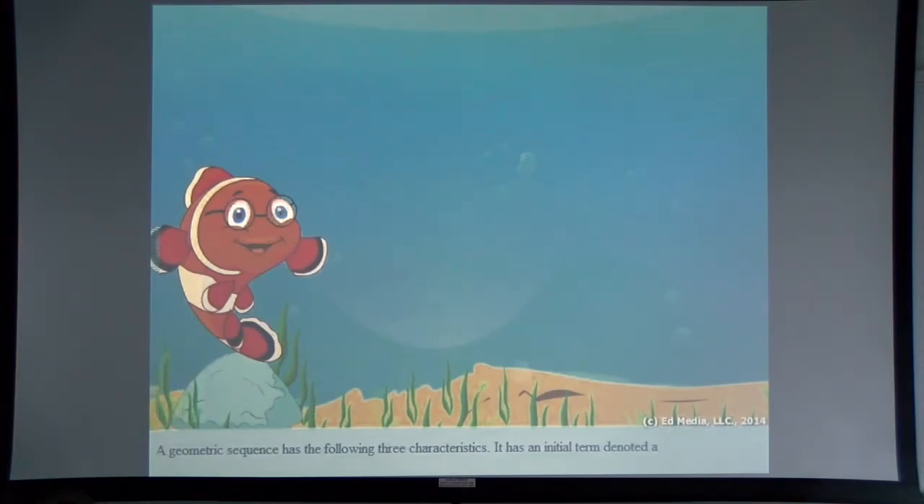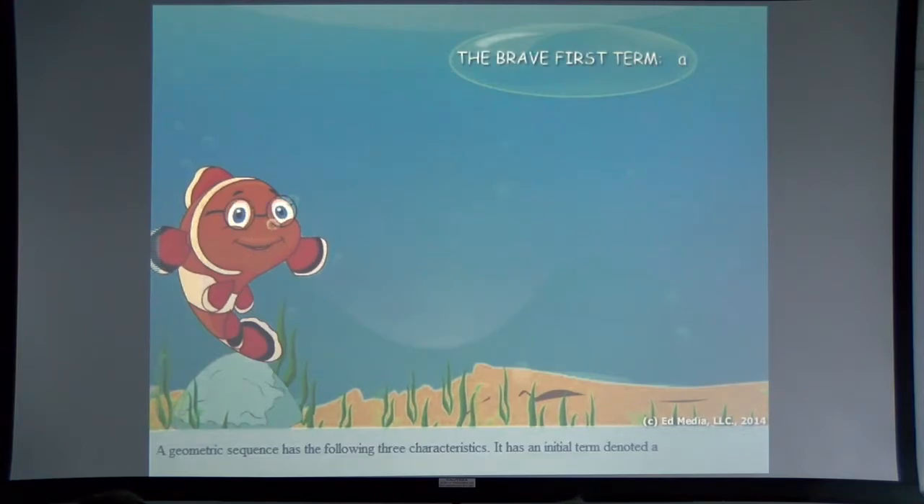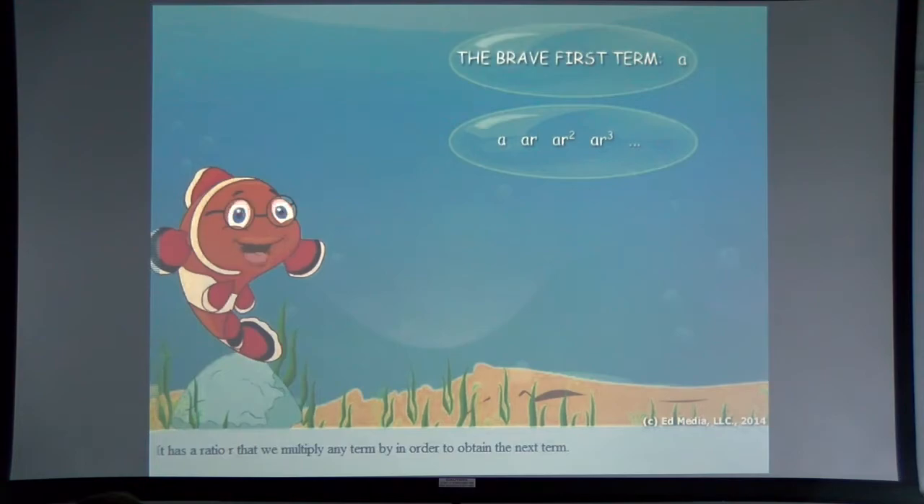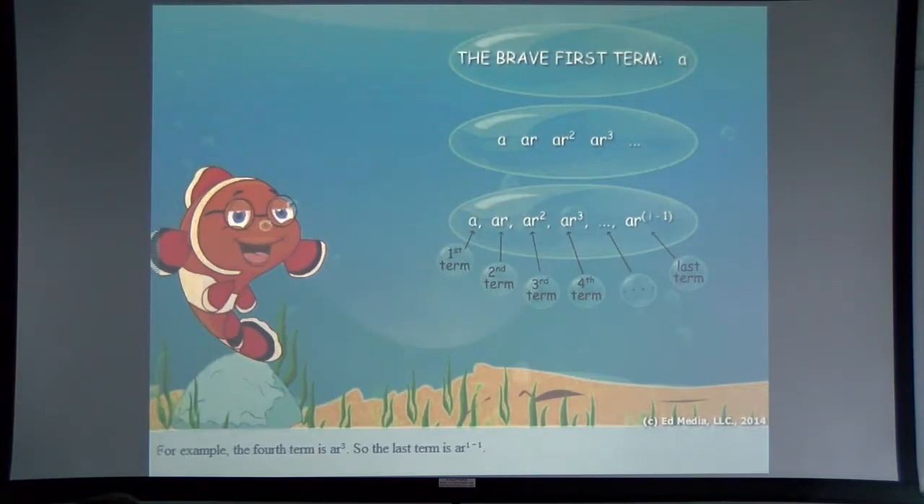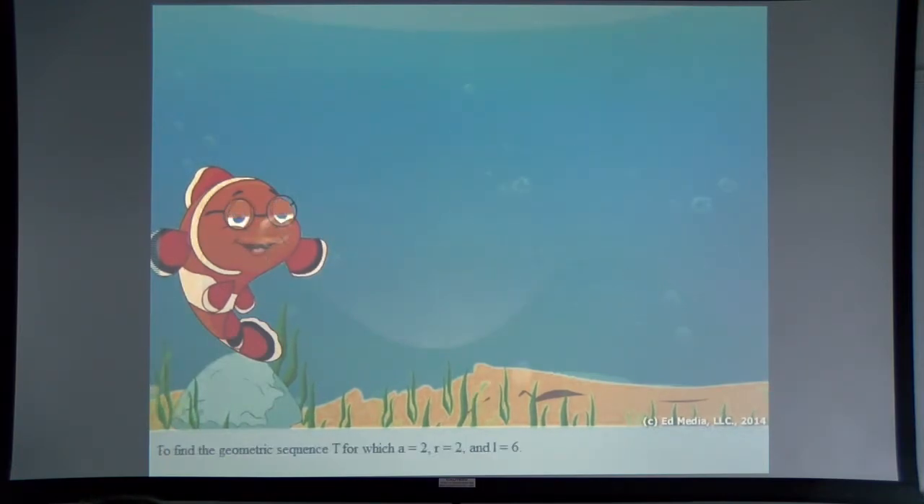A geometric sequence has the following 3 characteristics. It has an initial term denoted a. It has a ratio, r, that we multiply any term by in order to obtain the next term. It has a length, which tells us the number of terms. Note that the exponent is 1 less than the number which states the place of the term. For example, the 4th term is ar cubed. So the last term is ar to the l minus 1 power.